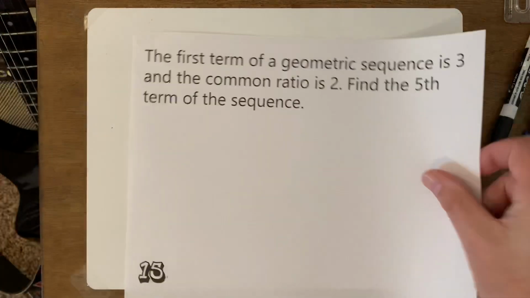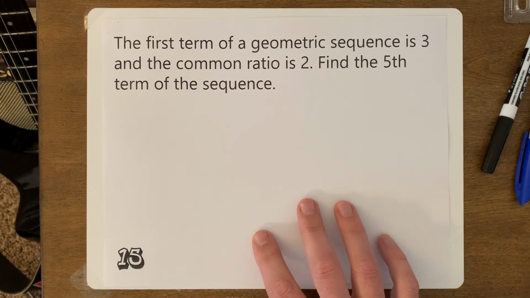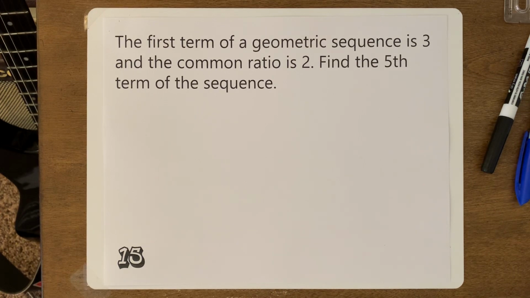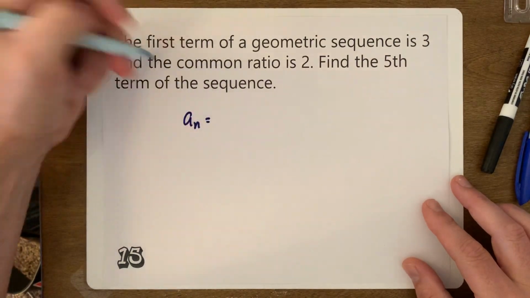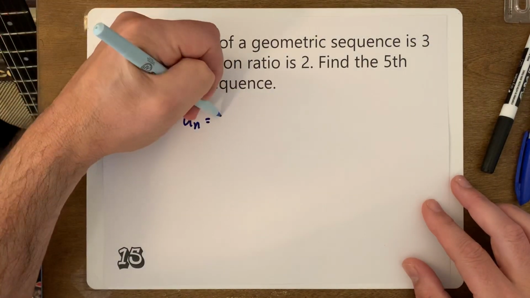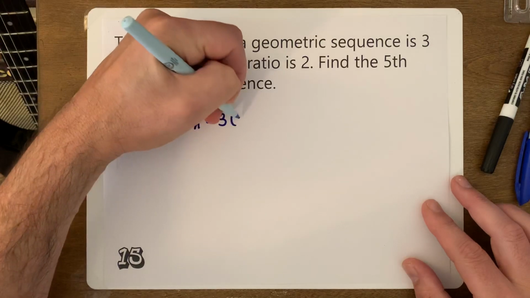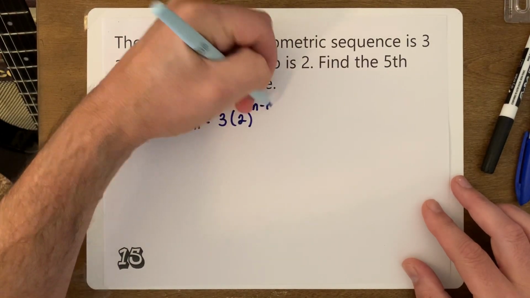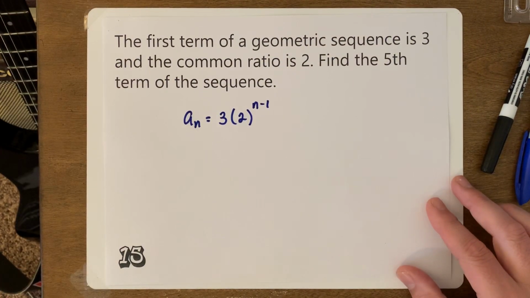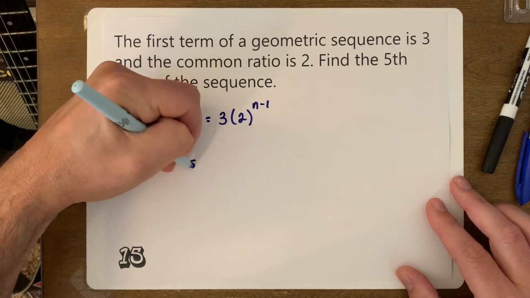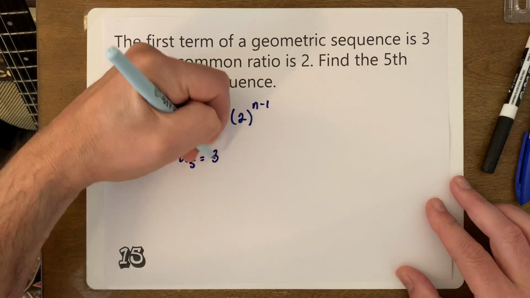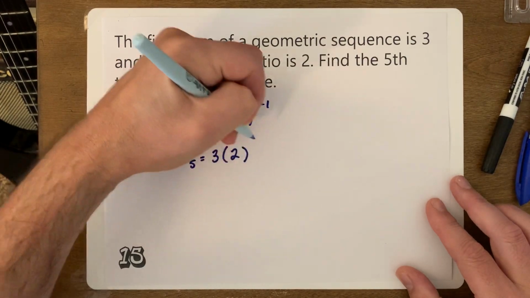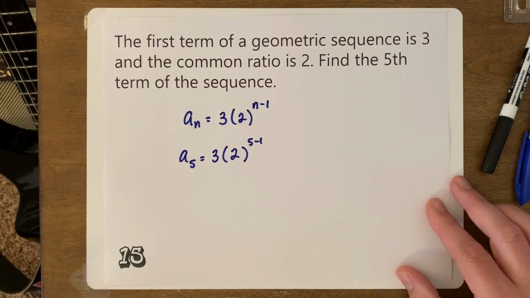All right, let's take a look at this one. The first term of a geometric sequence is 3 and the common ratio is 2. Find the fifth term of the sequence. All right, well, let's take a look. A sub n is equal to, first term is 3, common ratio is 2, 2 to the n minus 1. It says to find the fifth term. So we want a sub 5. So we're going to plug a 5 in there for n. So we want 3 times 2 to the 5 minus 1.